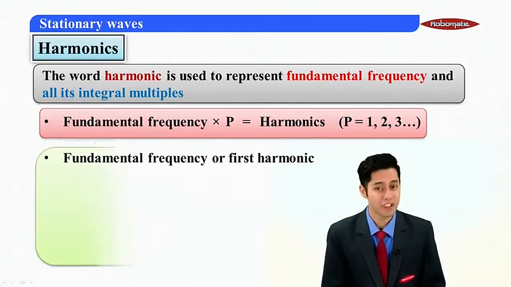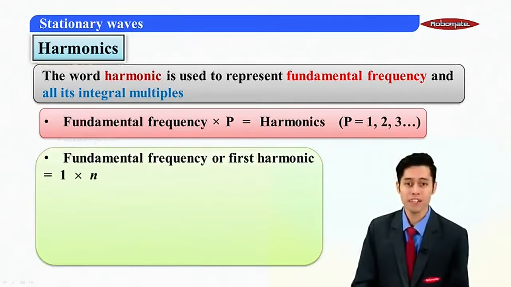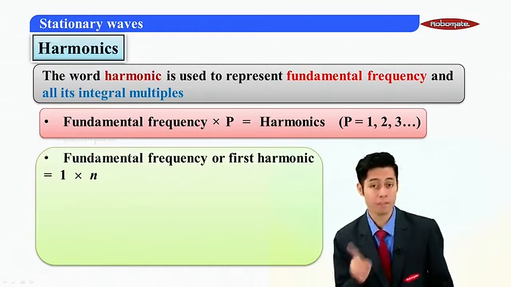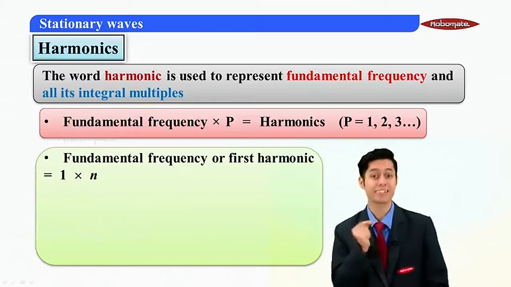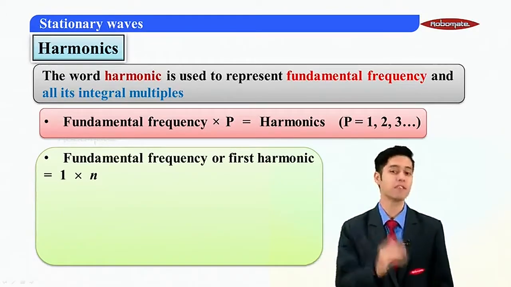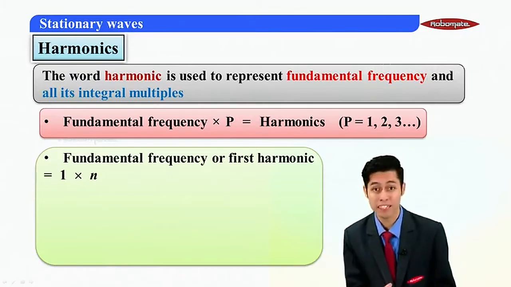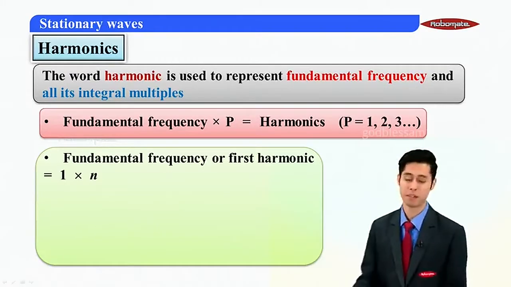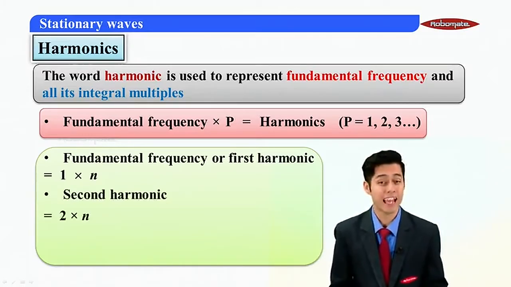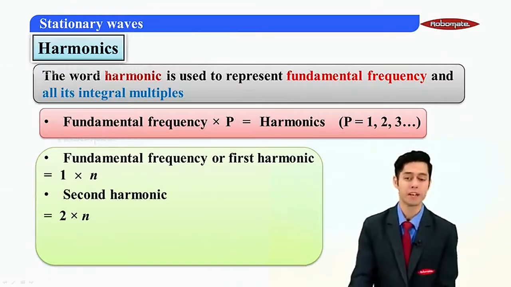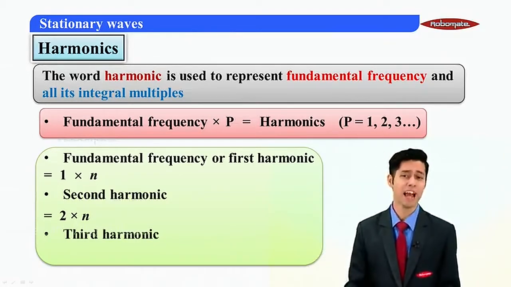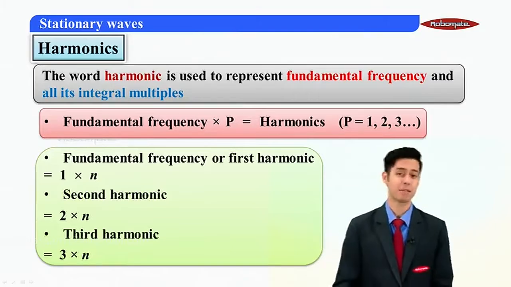So when I have to write the general formula, the first harmonic will be 1 times N. That is 1 times the fundamental frequency, hence it is called the first harmonic. That is the reason why harmonic was defined as the fundamental frequency and all its integral multiples. In the second harmonic, we know it is twice N, that is 2 multiplied by the fundamental frequency will give me the second harmonic. And subsequently, we will have the third harmonic as 3 times N.